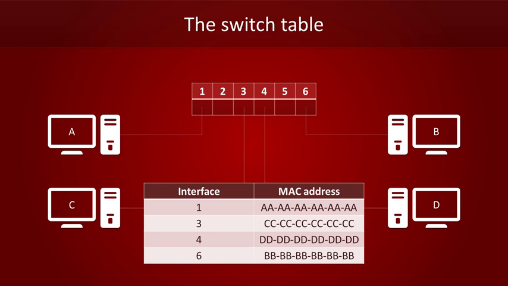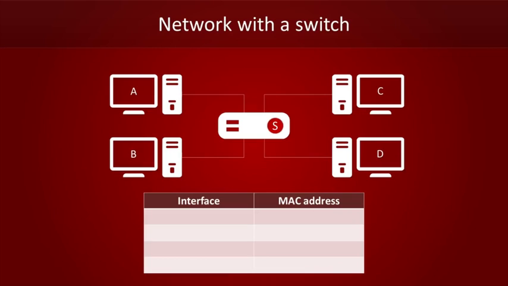Let's see how it works in practice. We always start with an empty switch table because the switch has to learn where everything is. And in this example, we will send a packet from computer A to computer C. At this point, the switch does not know where C is, so it will just behave like a hub and flood everything. But it's learning. By checking the MAC address in the packet sender field, it learns that computer A can be found on port 1. It will store this information in its switch table.